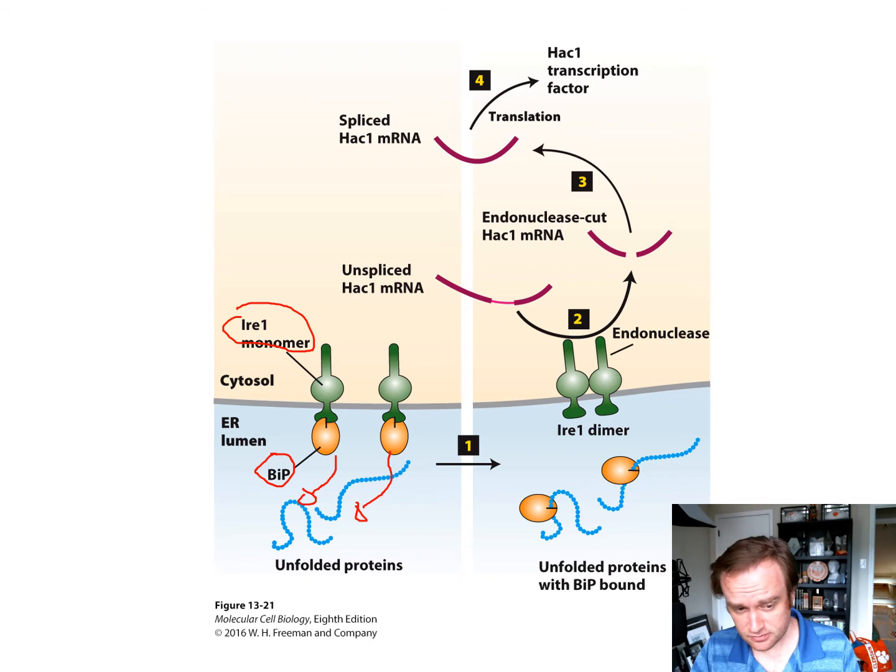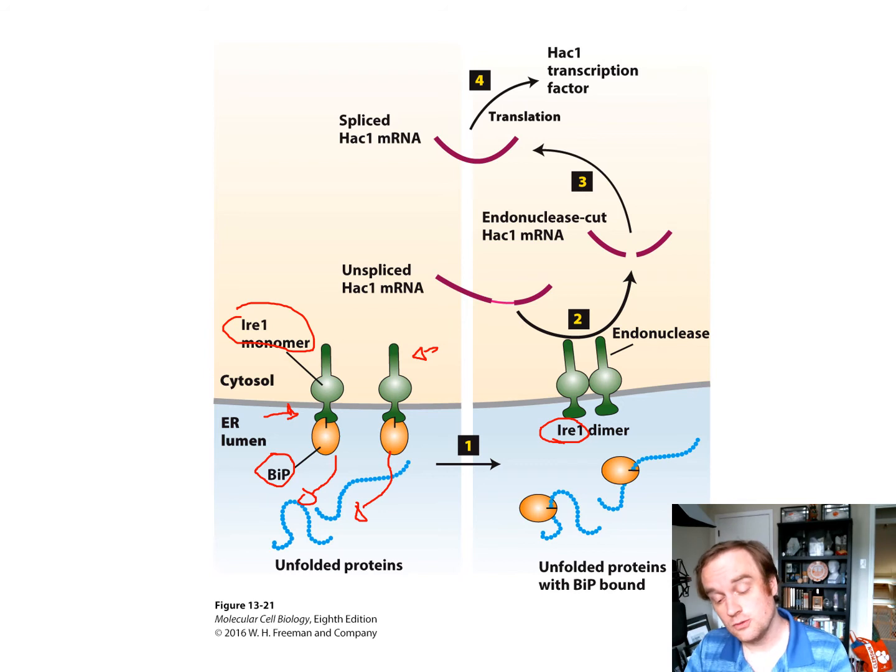So then what happens is these IRE1s, because they are no longer bound to BiP, will form dimers. And once they form a dimer, their cytosolic domain, so let me step back, these IRE1 monomers are transmembrane proteins, so they have an ER lumen side that binds BiP, and they have a cytosolic side. So moving forward again, once they form dimers, their cytosolic side gains this endonuclease activity. So they're now able to cut mRNA.